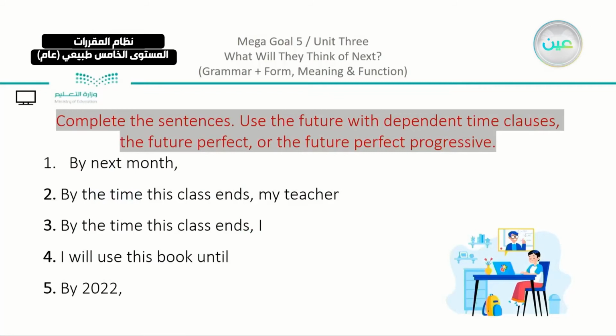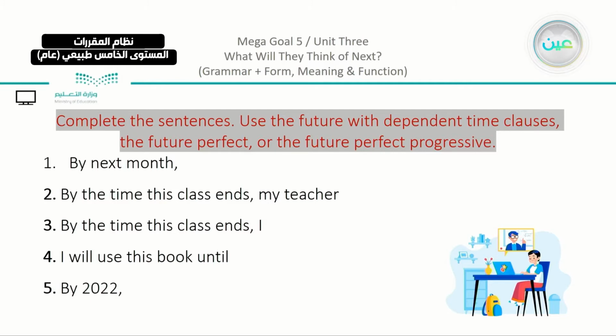Yes, we have here, after that. Complete the sentences, use the future with dependent time clauses, the future perfect or the future perfect progressive. So it depends on the meaning. Now note here that these sentences all end with commas. So we're just going to complete them. By next month, you are free. You can choose whatever example you want. So I'm going to give you my examples.